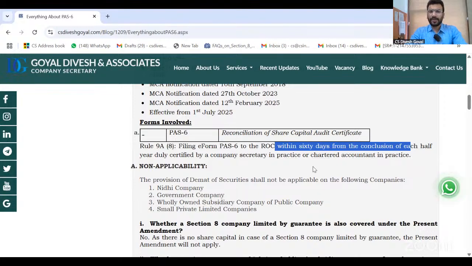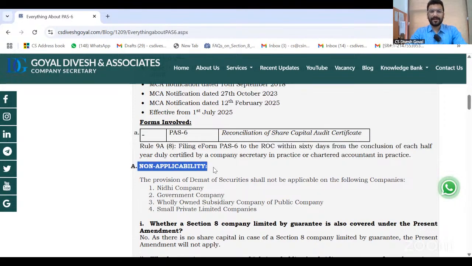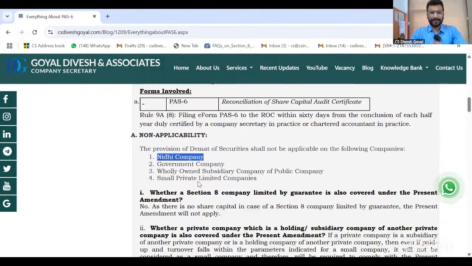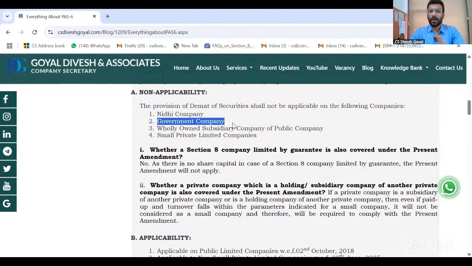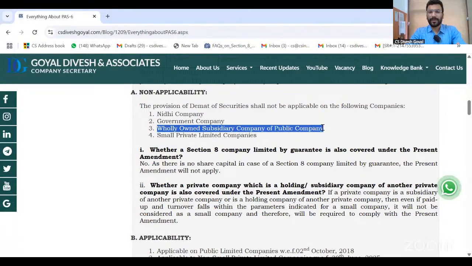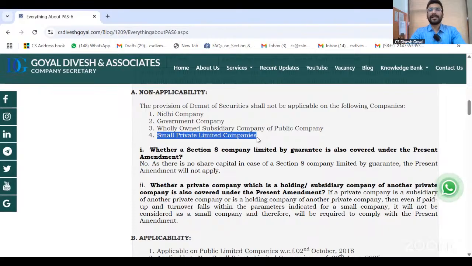So first thing, non-applicability of the provision of the Demat. It is not applicable on the Nidhi company. It is not applicable on the government company. It is not applicable on the wholly owned subsidiary of a public company, and it is not applicable on the small private company. These are the four types of companies on which provision of the Demat are not applicable.